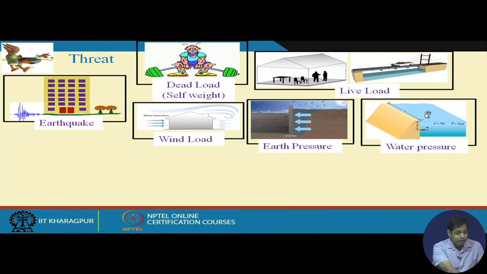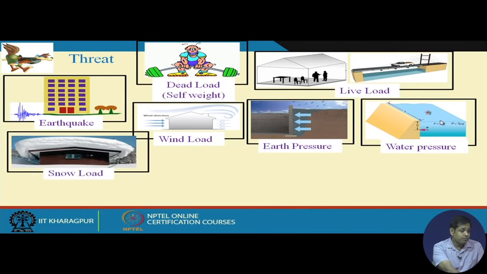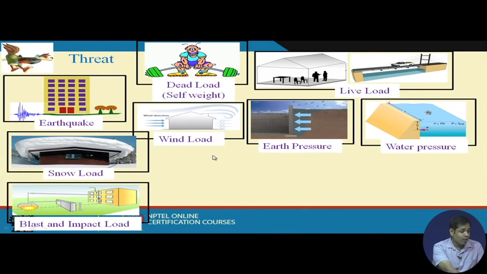Then we can have water pressure as well. If you take any dam, the water can exert significant pressure on the dam. That pressure needs to be considered. Then you have snow load, which also depends on the location. In some areas, the accumulation of snow on the roof of a structure may increase the load on it, and that load also needs to be considered while analyzing and designing those kinds of structures. We can have blast load. Again, these are very special loads. If you are designing a very important structure which may be subjected to impact or blast, that also needs to be considered.